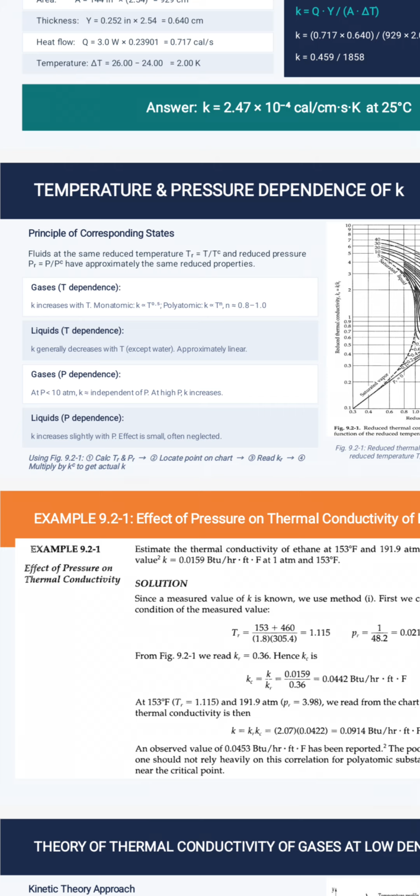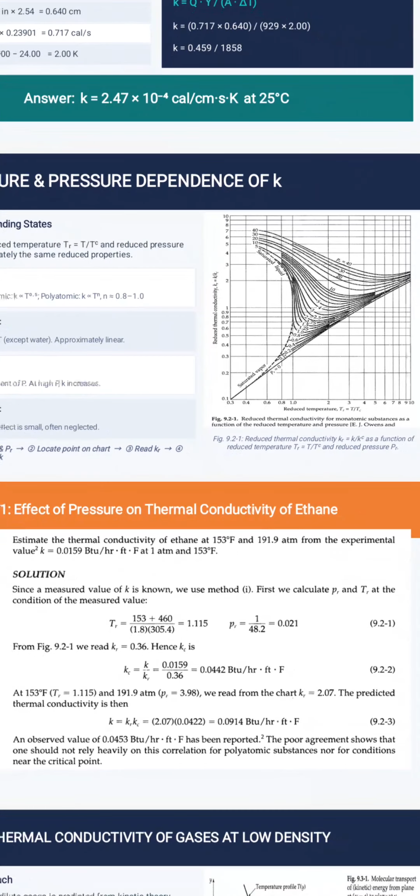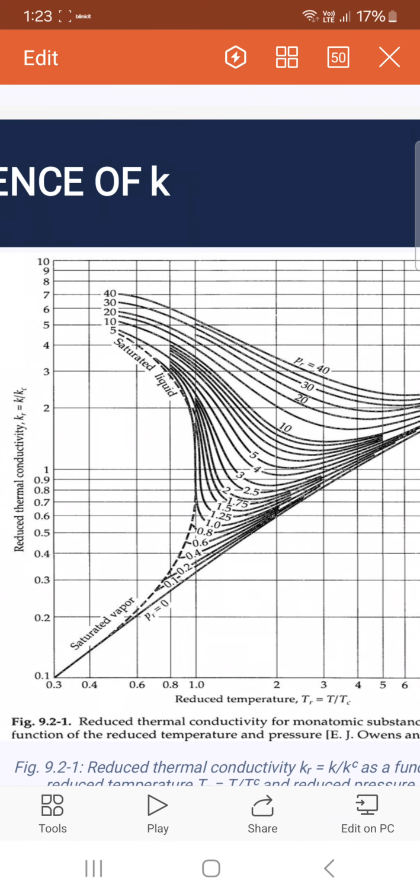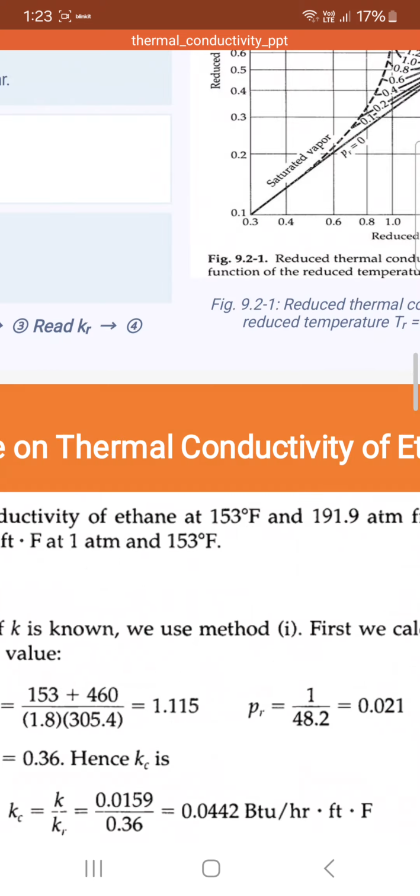For gases, pressure dependence: at pressure less than 10 atm, K is approximately independent of pressure. At high pressure, K increases. For liquids, how does K vary with pressure? K increases slightly with pressure. The effect is small, which can often be neglected. Now on the graph we can see that if we know the reduced temperature and the reduced pressure, we can find the thermal conductivity from this graph.